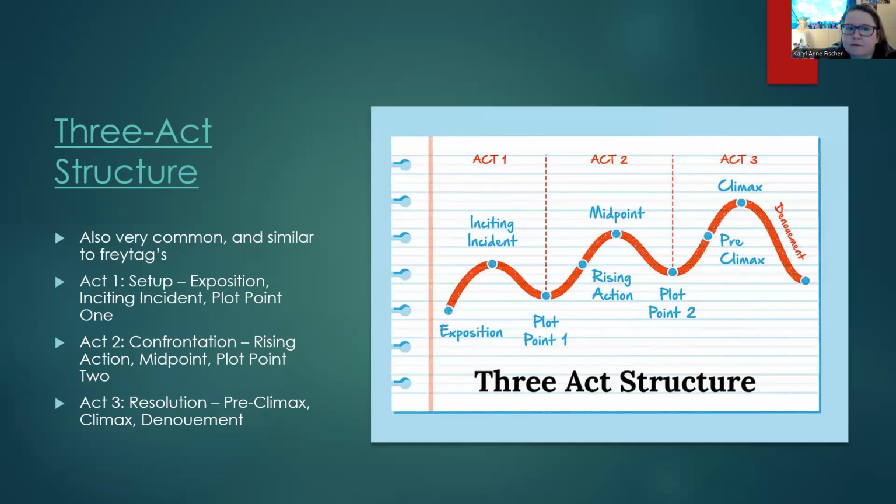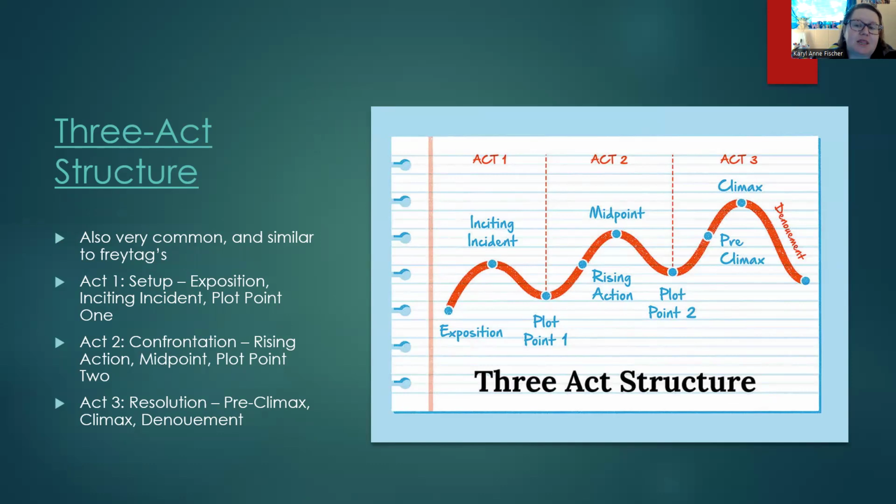Almost as common is the three-act structure. This is very similar to Freytag's, where you have a lot of those same things, but it's written in three acts or three separate sections. The first, we have the setup. This is where we have the exposition, an inciting incident, and a plot point one or something big that's going to happen here. Then we get to act two.